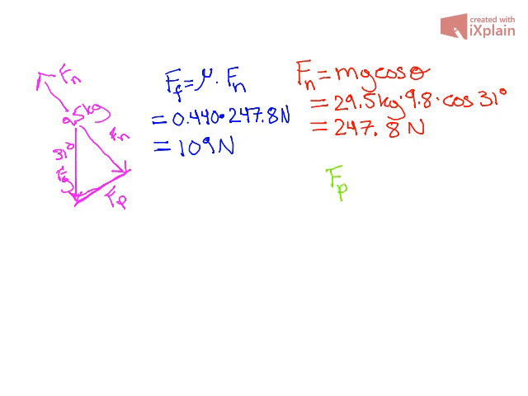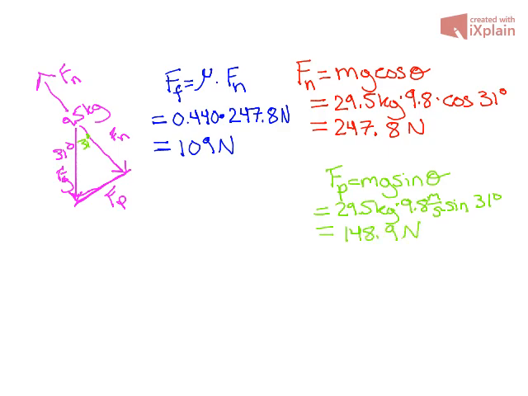The next step is going to be calculating the force parallel. So we know that equation to be mg sine of theta. And once again, our angle is 31 degrees given to us in the problem. Multiply our mass, which is 29.5, times 9.8, times sine of our angle, which is 31 degrees. We're going to multiply all that out to give us our force parallel. So once we do all that and go through the math, making sure our calculator is in degrees, not radians, we'll get approximately 148.9 newtons.